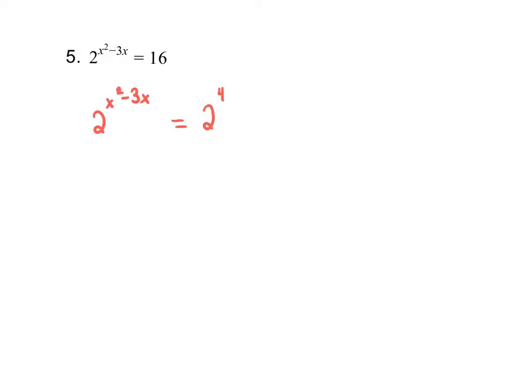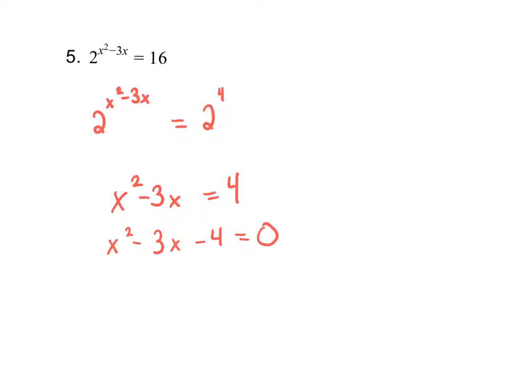So now we have these two exponents equal. We could simply set them equal. x squared minus 3x equals 4. And now since it's a quadratic, we'll get everything on one side. x squared minus 3x minus 4 equals 0.